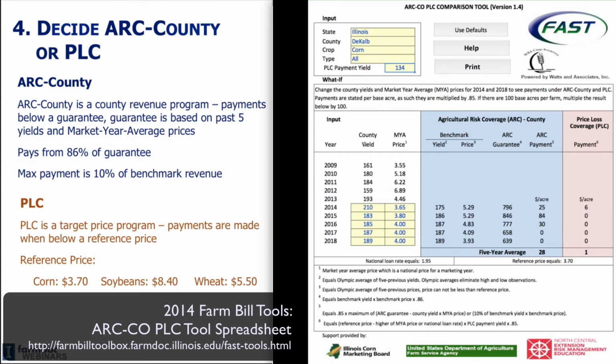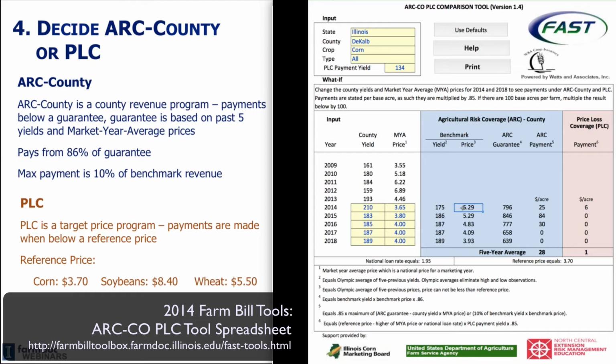But let's walk through 2014. And again, here's 2014. Let's walk through the payments on that. And maybe before we do that, again, one of the nice things about this spreadsheet calculator is it shows you that 5-year Olympic average county average yield, and 5-year Olympic average market year average price. And you see that Gary's got it highlighted for 14. So for 14, that 175 is your Olympic average from 2009 to 13, and the 529 price on corn here is your Olympic average price of those national market year average prices from 9 to 13.